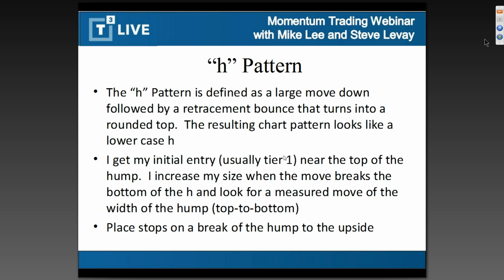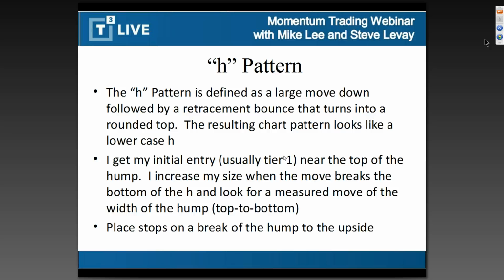Usually what I'll do is I'll get an initial entry right around the top, which is what I call the hump of the H, and I increase my size when the stock breaks the H to the bottom, and I look for a move to the measured move, which is going to be the width of the H. I'll show you a couple examples of this in a second. You're going to place a stop. If you're going to be wrong and it goes higher, you're going to put the stop right at the top of the hump. So if you got in a stock and you're risking 10 cents, that's a low risk, high reward scenario. I would take that trade all the time.